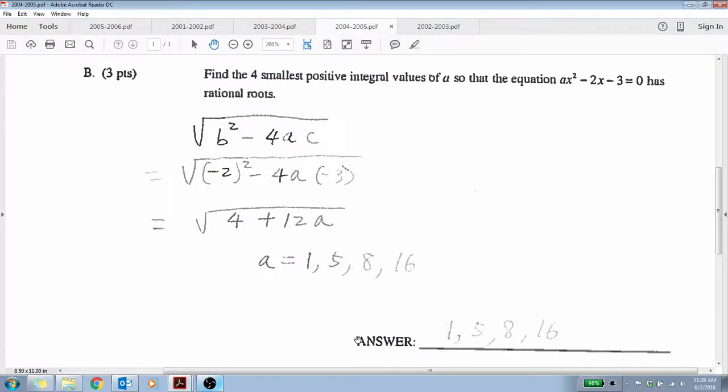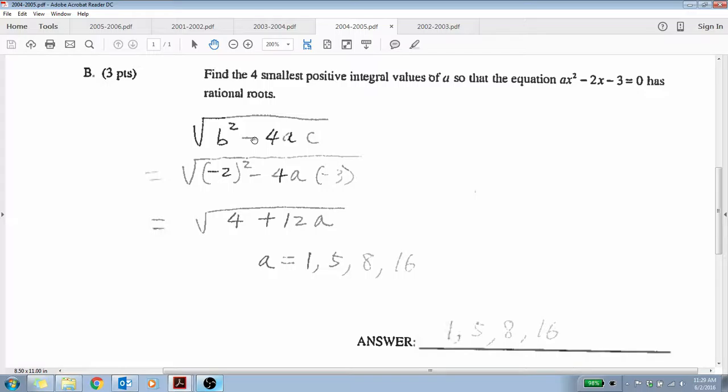Find the four smallest positive integral values of a so that the equation ax squared minus 2x minus 3 equals 0 has rational roots. Same thing as with the a problem. To determine the type of roots or the number of roots, we look at the discriminant. The discriminant is the part underneath the square root sign in the quadratic formula. So we're looking at b squared minus 4ac.